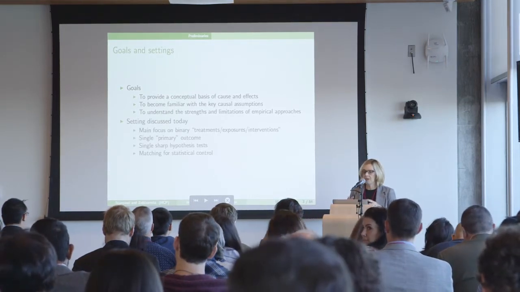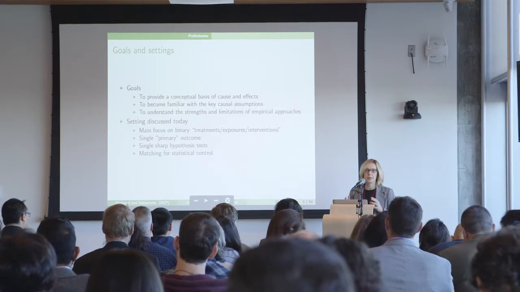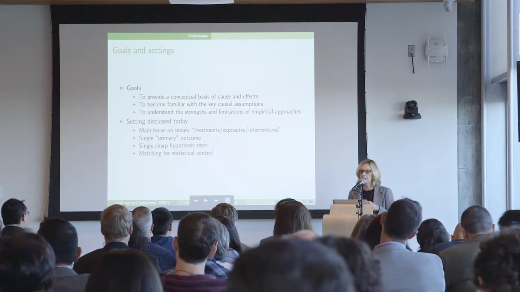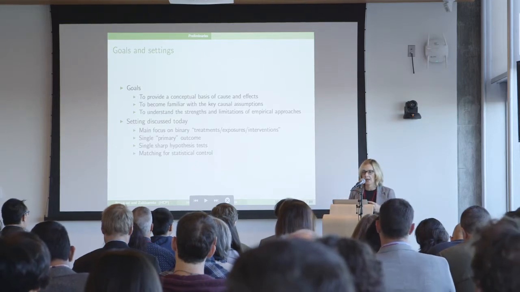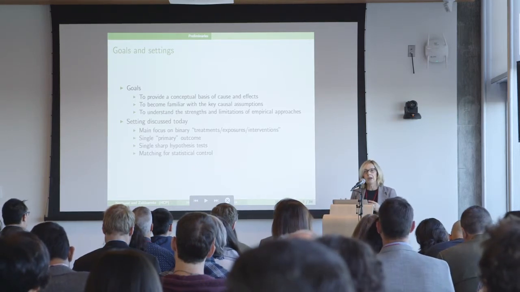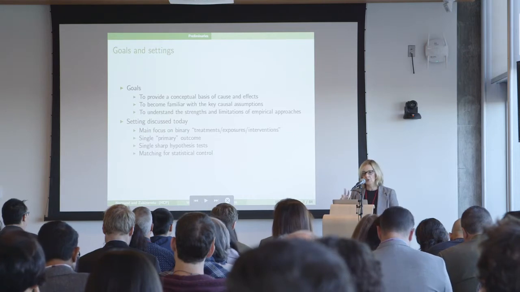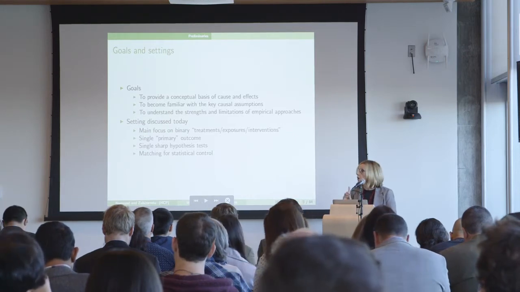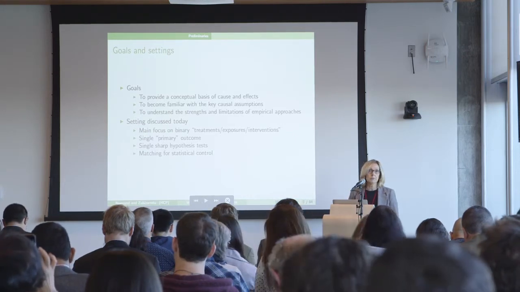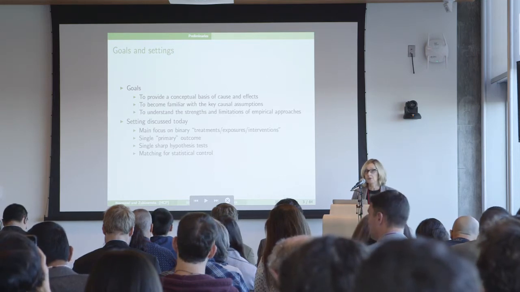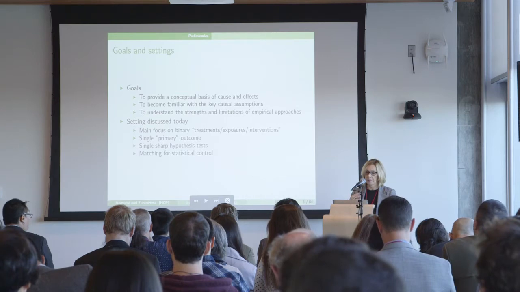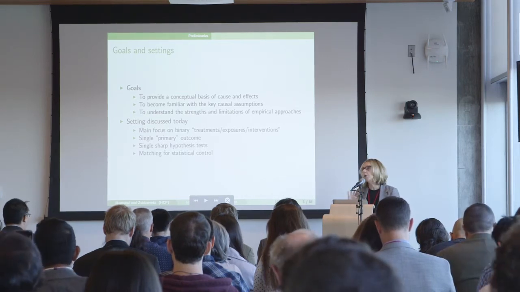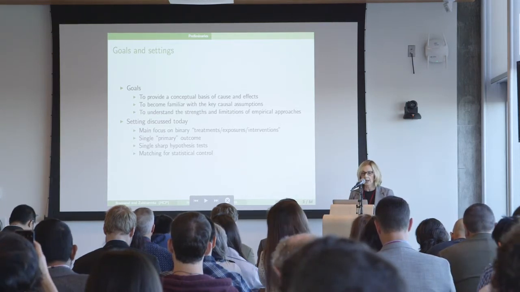Our setting today is going to focus on binary treatments, and sometimes we'll call them treatments, sometimes interventions, sometimes exposures. But it's going to be treatment and comparator, so just two choices. We're only going to look at a single primary outcome. We know that in many studies there are multiple outcomes about which people want to infer causal inference, but we're just looking at the one primary outcome.